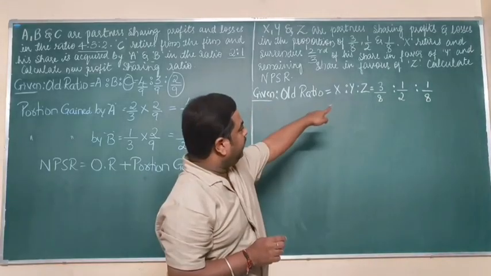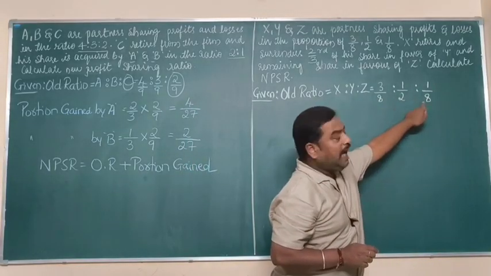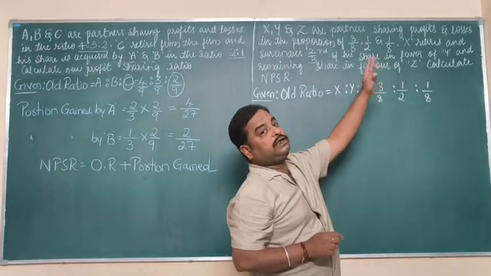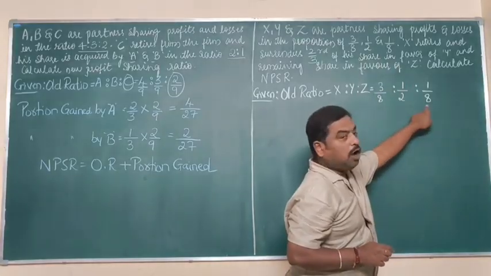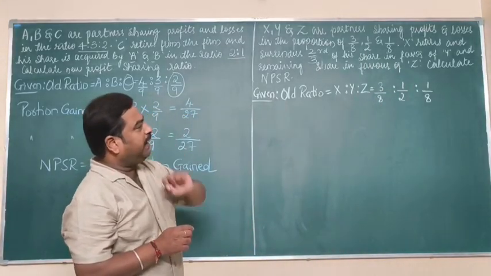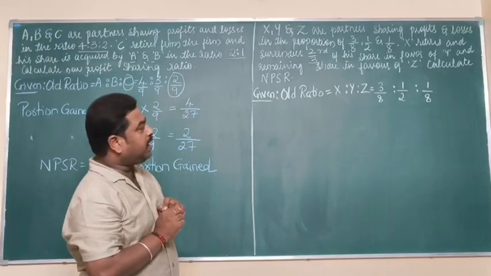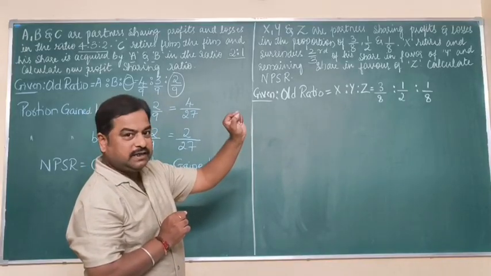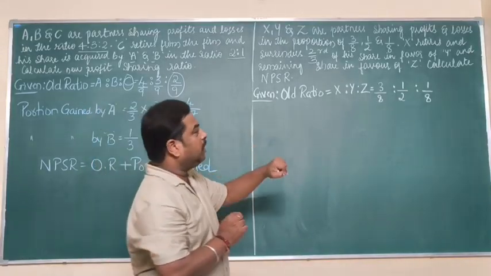Now when there are different denominators, I cannot write it as 3 is to 1 is to 1. We have to make the denominator same. If you observe, X and Z denominators are same, 8. Whereas Y's denominator is 1 by 2. Now what will we do?